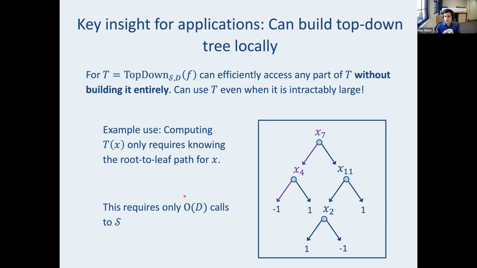Questions about this? Yeah, go ahead. Question. So what's wrong with just a depth 1 tree? If the answer is +1, you go one way and -1 the other? Well, your function might not be close to a depth 1 tree.